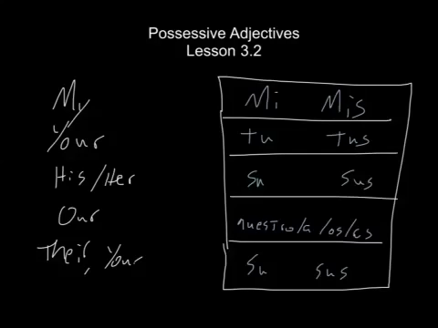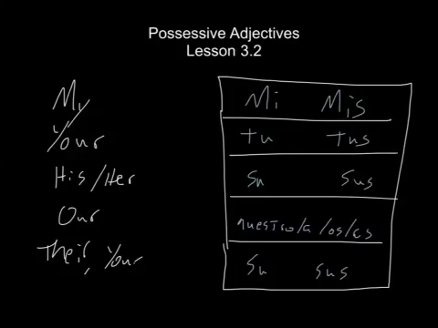So in English you can say it is John's car. In Spanish we'd have to say it is the car of John. It's a little bit easier if you just say it is his car. So his would be a possessive adjective because it's a replacement that shows possession.